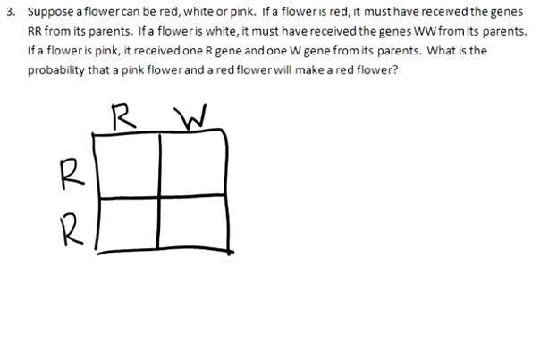So if we are in the first box, then the flowers will pass on both R and R to its child, and that flower will be red. If we're in the second box, we will get an R from the red flower, but a W from the pink flower. This flower will be pink.